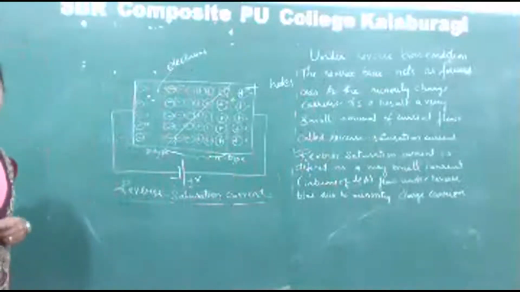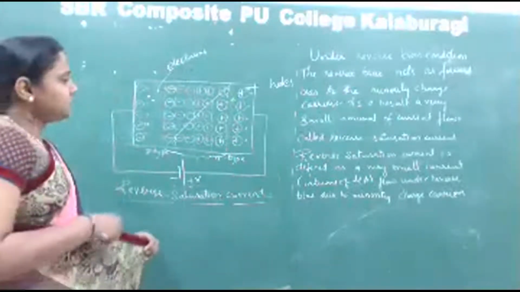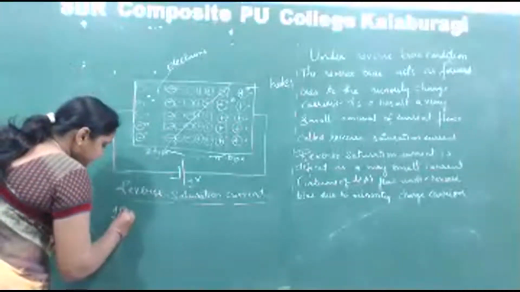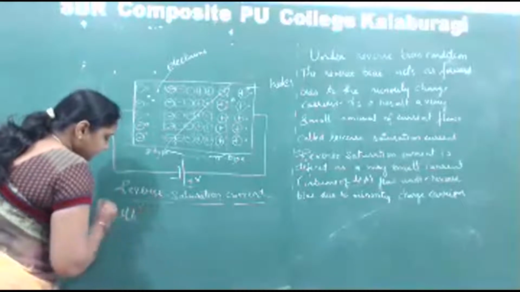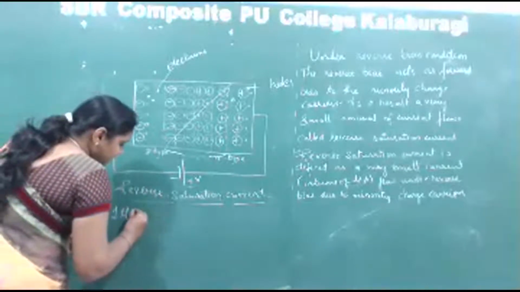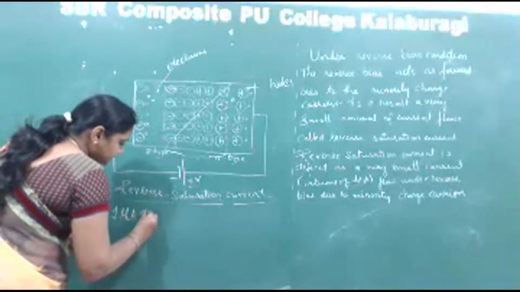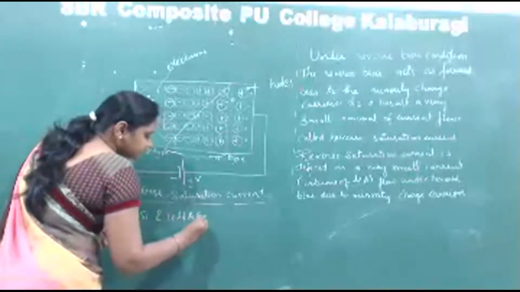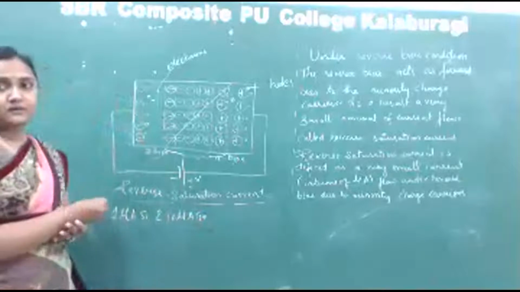So reverse saturation current. Now this reverse saturation current is in the order of 1 microampere for silicon and 10 microamperes for germanium. Right?